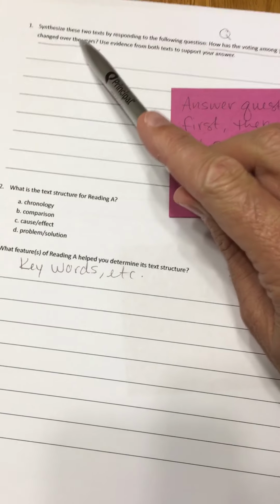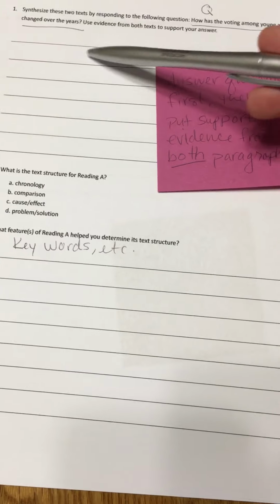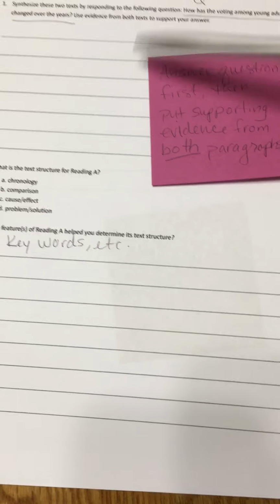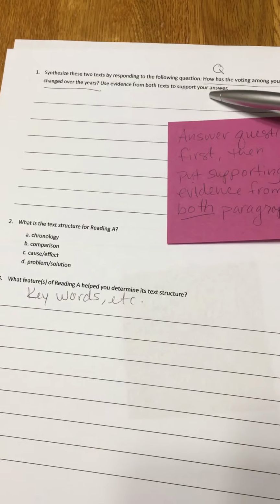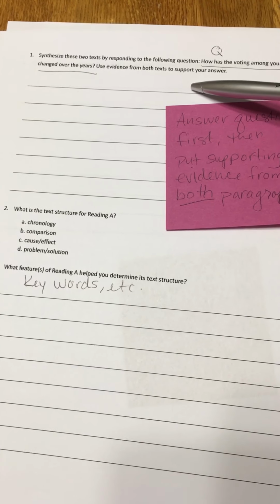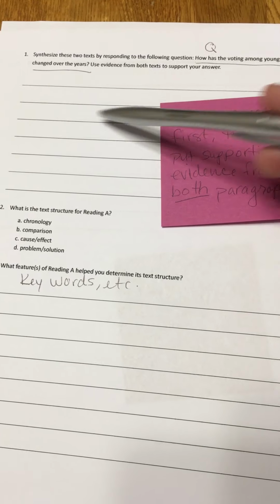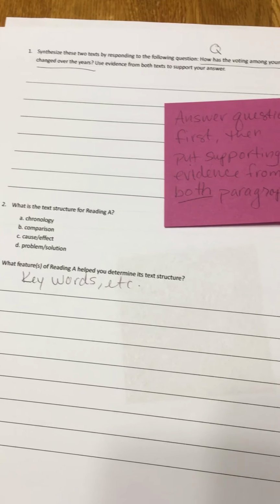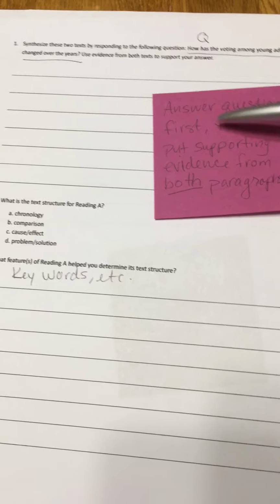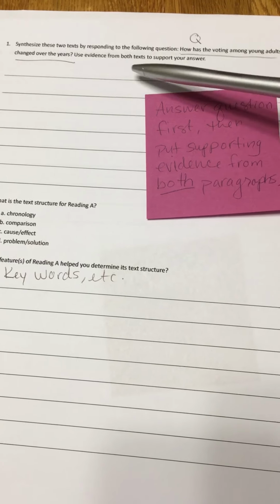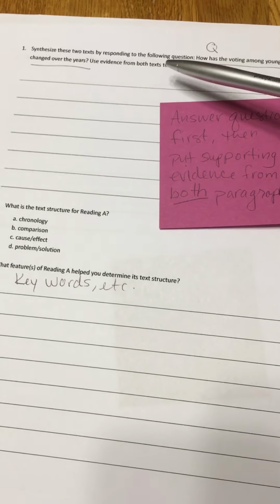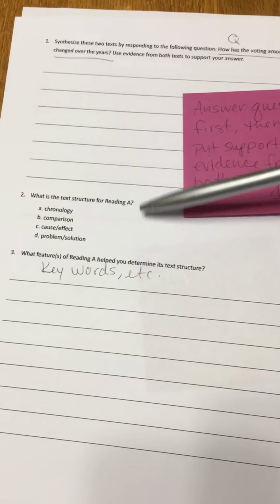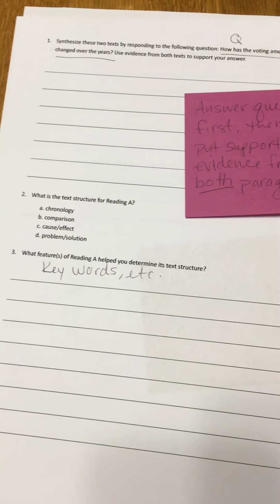Okay? And then on that day, you're also going to be answering these questions. How has voting among the young adults changed over the years? So answer that question first. Then it asks you to put supporting evidence from both texts. So you're going to write your answer to how voting among the young adults has changed over the years, and then you're going to put the supporting evidence. So you're going to have a total of 3 sentences here. Okay? Your next question here, and then you have another one here.